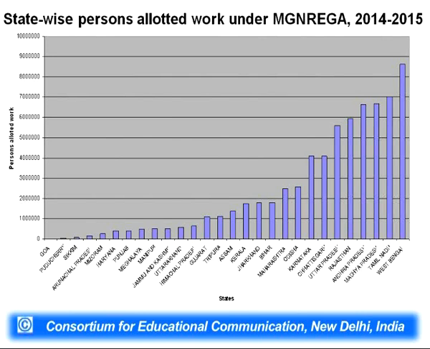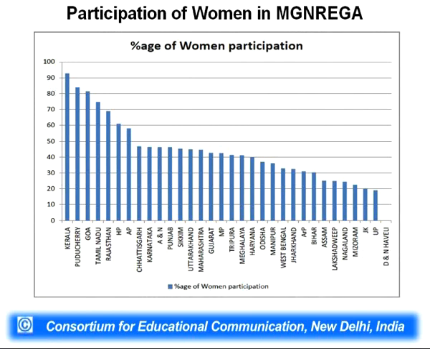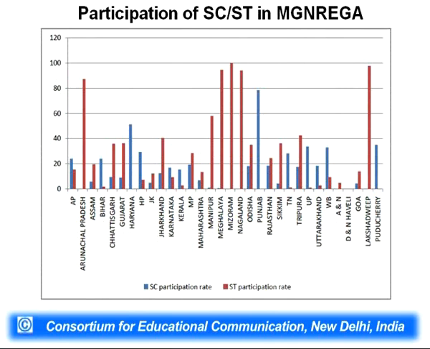I would like to mention that it also depends upon the effectiveness and the good governance of the states, and that is why states having more persons allotted work, I think, are performing better. You can see the percent participation of women in this, and Kerala recorded the highest, Pondicherry, Goa, Tamil Nadu, Rajasthan, Himachal Pradesh, Andhra Pradesh, these are the states having more women participating in this process.